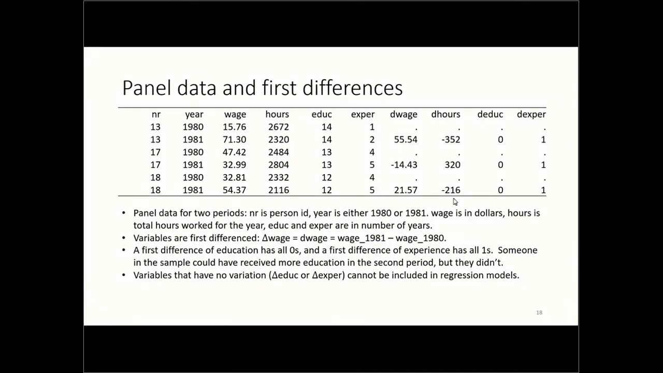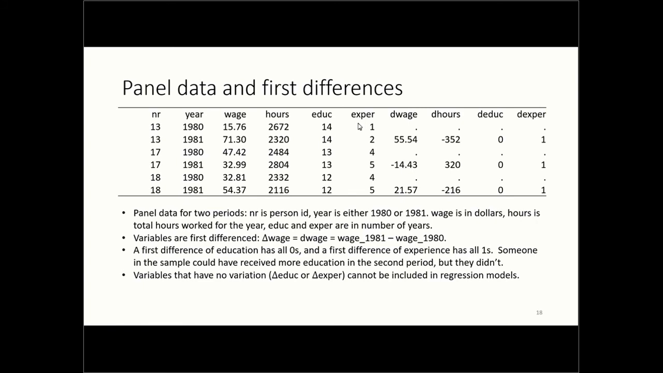So let's consider this to be our data set. Here we have panel data, and how are we going to take first differences? With panel data, we have data for individual number 13, individual number 17, and individual number 18. So nr would be the ID for the person. Year, we have 2 years of data, 1980 and 81 here. And here we would have wage, hours, education, and experience, and these would be in number of years.